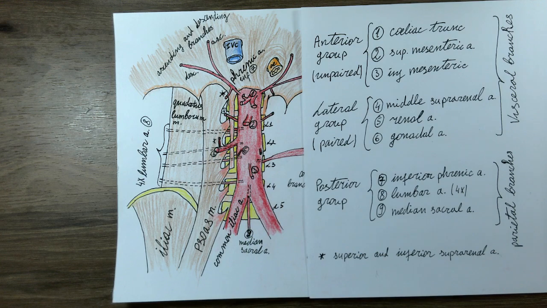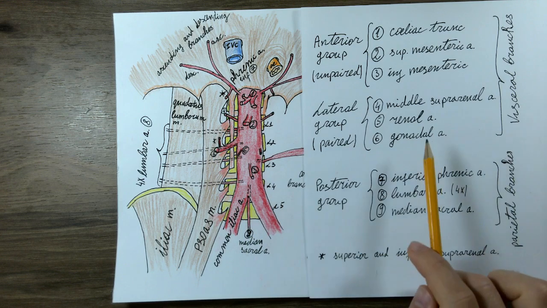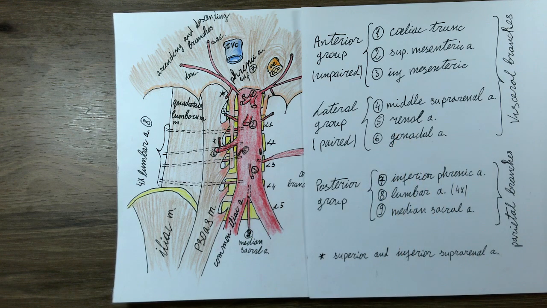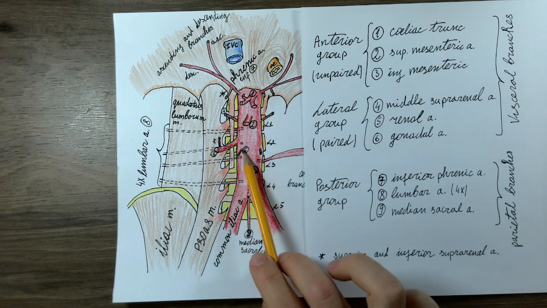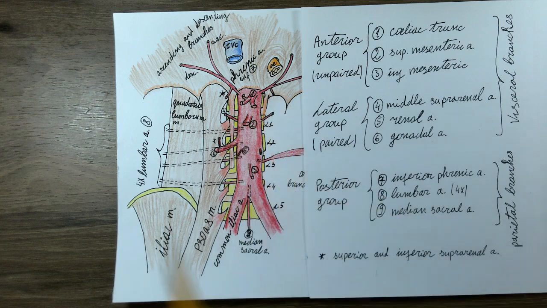Now the gonadal artery, we say gonadal because it's in general, but of course in males it would be called the testicular artery, in females it would be called the ovarian artery. And in the last group we have the posterior group, which would arise from the back wall of the aorta. And these are the median sacral artery, the 4 lumbar arteries, and the phrenic arteries.